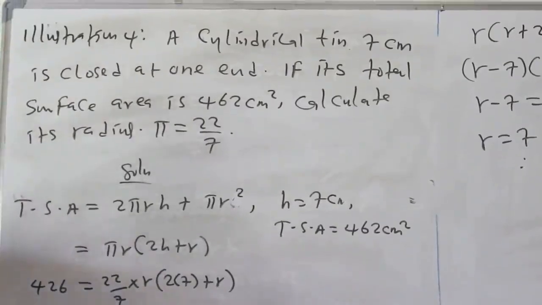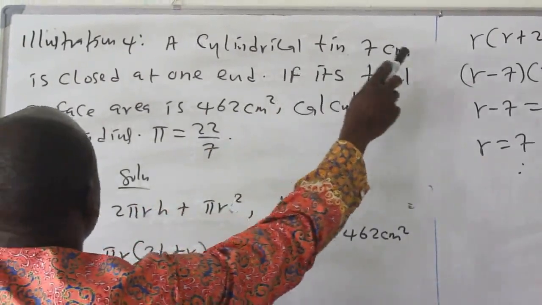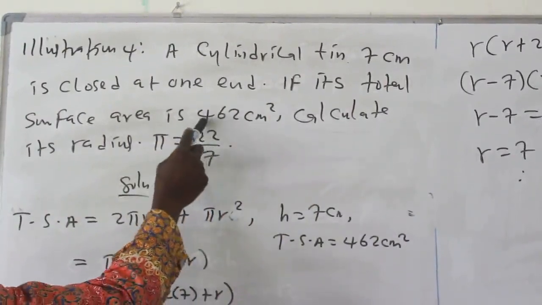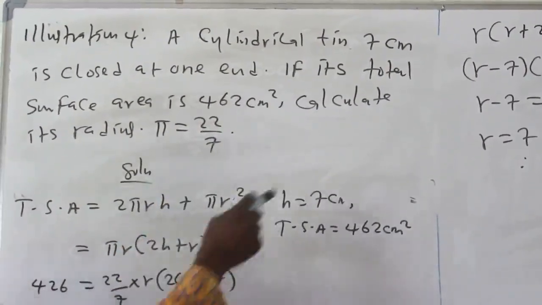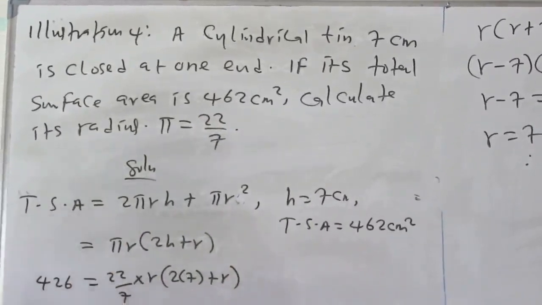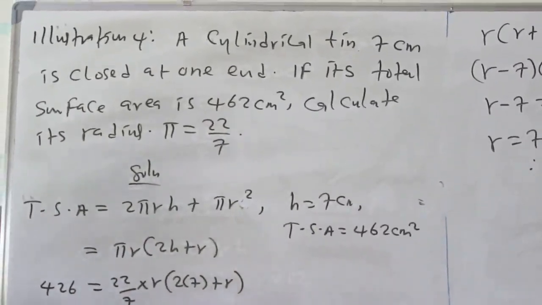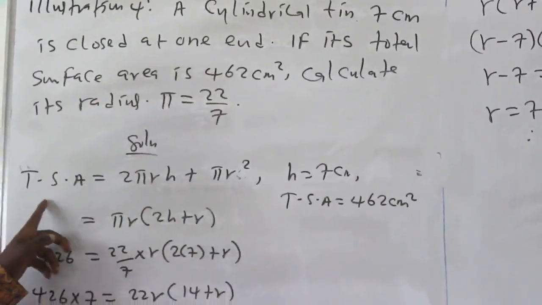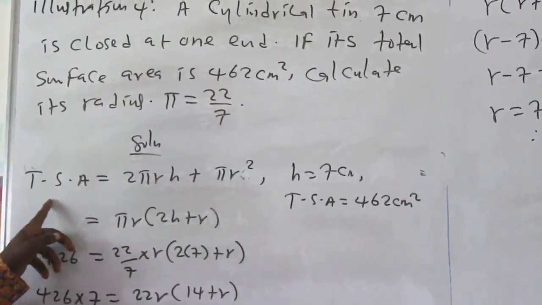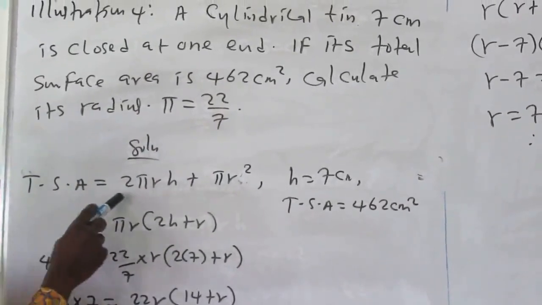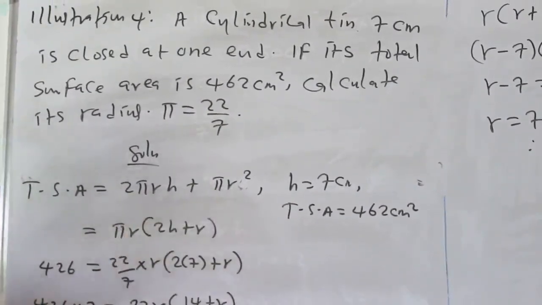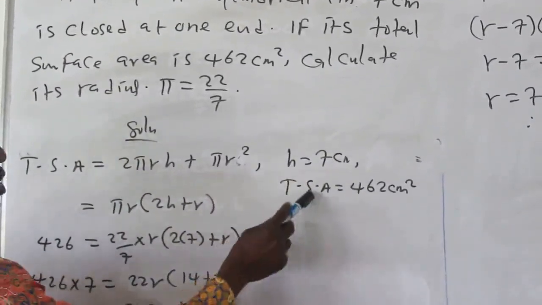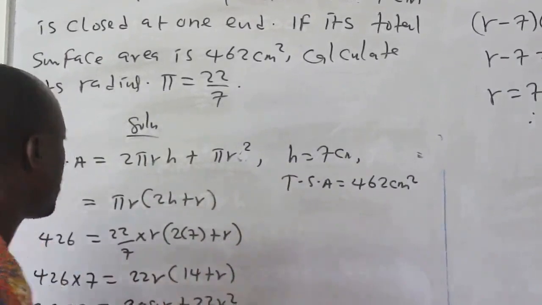The fourth illustration. A cylindrical thing, 7 centimeters, is closed at one end. If its total surface area is 4626 centimeters squared, calculate its radius. Now this is an applied question. Since it is closed at one end, this is the formula we are supposed to use. Total surface area is 2 pi r h plus pi r squared. But in the question, the height is 7 centimeters and the total surface area is 4626 centimeters squared.